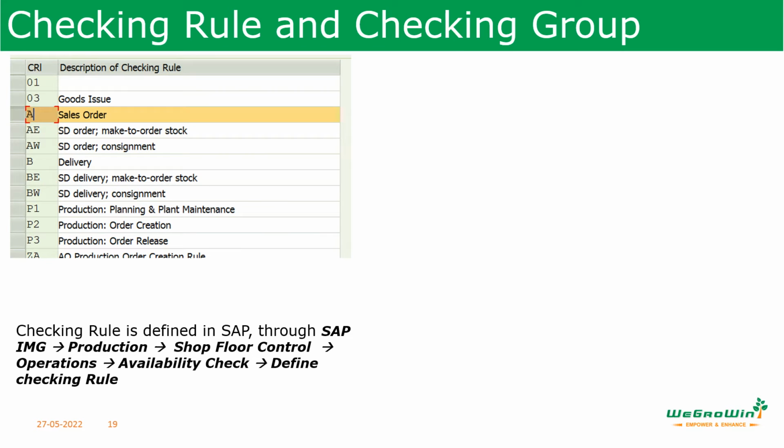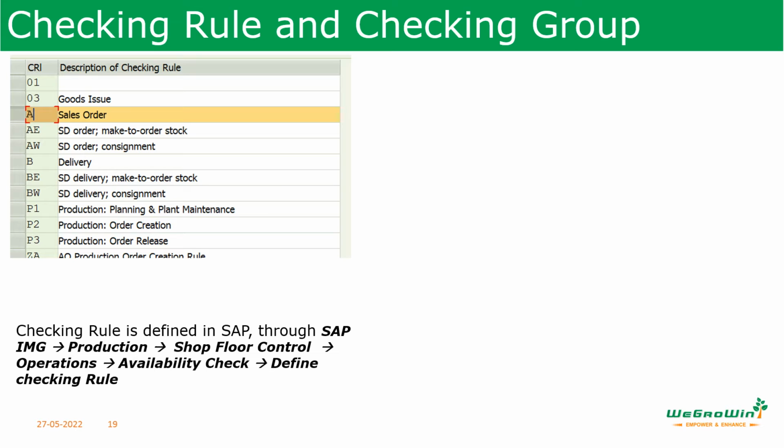Another important thing is the configuration settings which are required for the material availability check. The material availability check is very important for how the materials have to be checked. That material availability check is done by defining a checking rule, then a checking group, and the combination of checking rule and checking group is combined to create the scope of check. That is how it is defined.